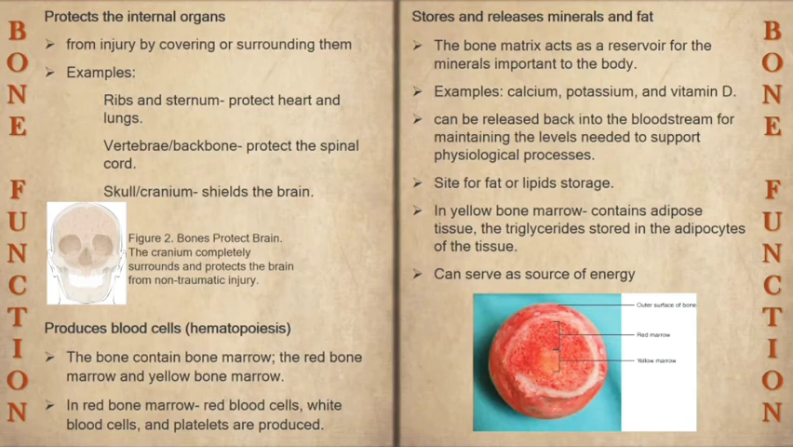These hematopoietic stem cells can then change into three types of blood cells, which are the red blood cells, white blood cells, and platelets. Lastly, the bone functions in storing and releasing minerals and fat.